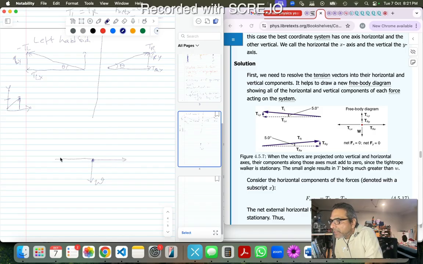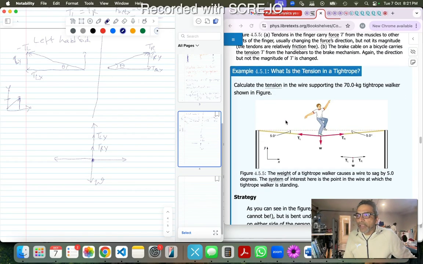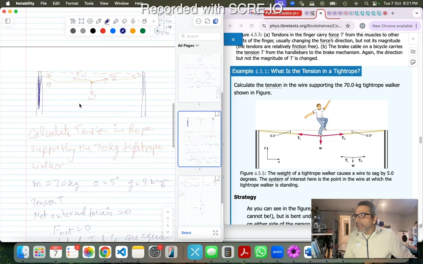This is our x-axis. This is our y-axis, right? So in y, we have the TLY component. We also have the TRY component. I can show you. Let's do what's here. You can see this one. So if I'm saying, let's say here, right?